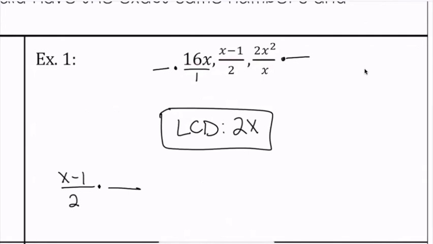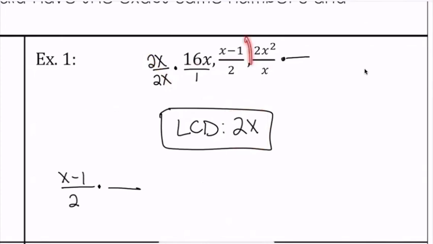So looking at 16x over 1, it has a 1 in the denominator currently. It's missing a 2 and an x. So it's going to get 2x on the top and the bottom. Remember, we're doing this because this is equal to 1. If I divide that, I get 1. So I'm not changing the value of anything. I'm just making it have the same denominator.